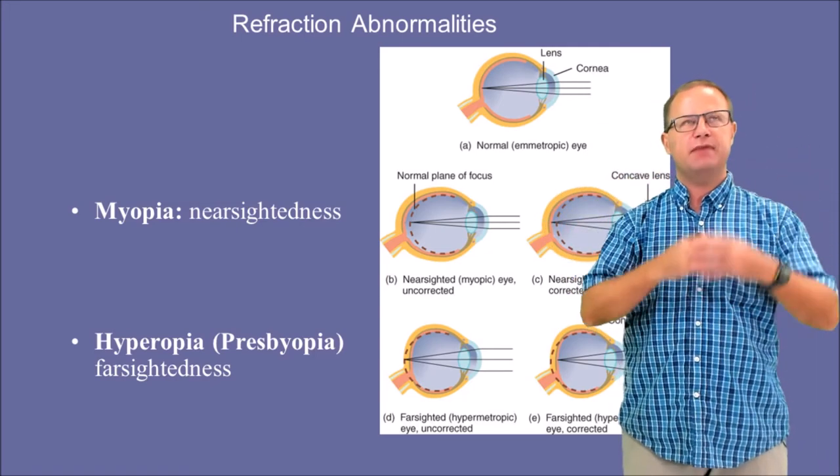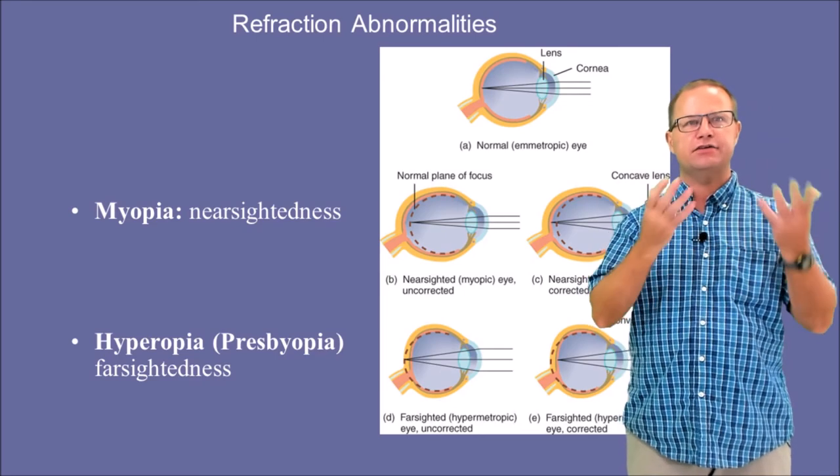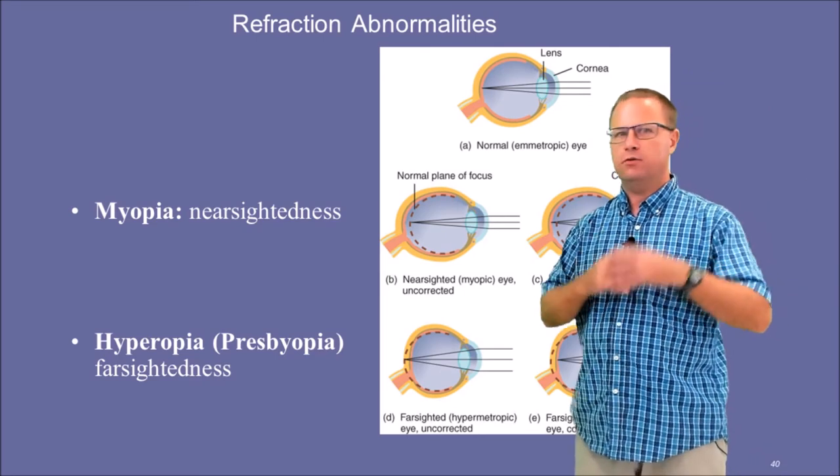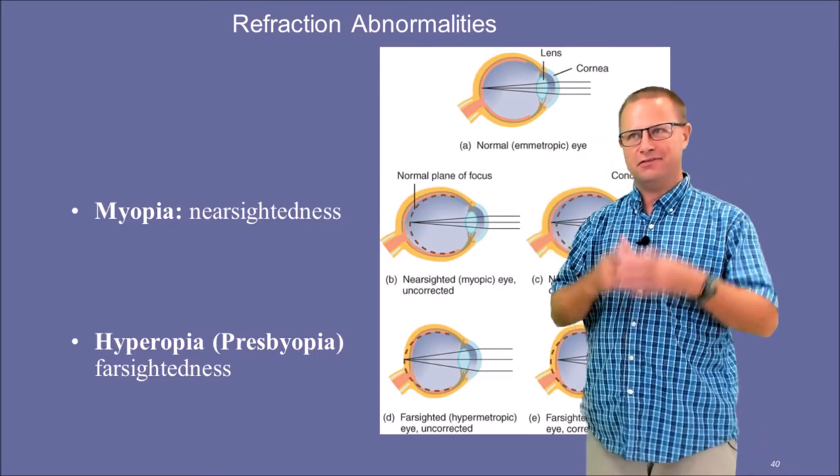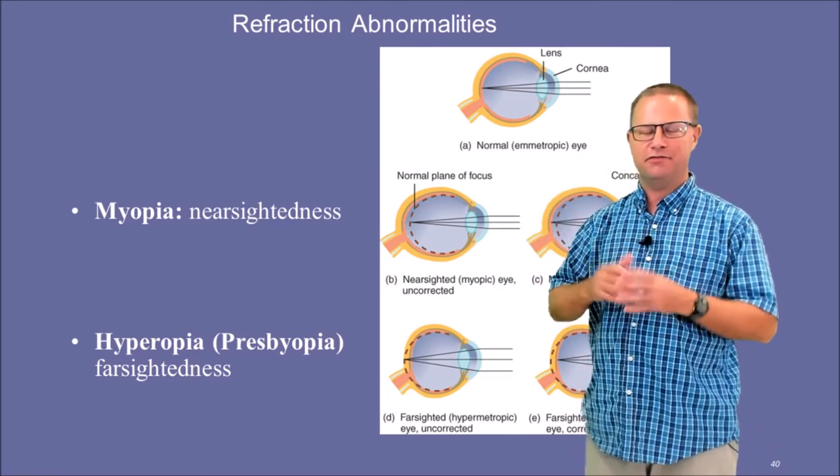The other reason is maybe the lens isn't quite as elastic as it used to be. So first we're going to look at myopia, which is nearsightedness. And this is a very common visual disorder. Some people have it from birth. A lot of us begin to assume it around 12, 13, thereabouts.